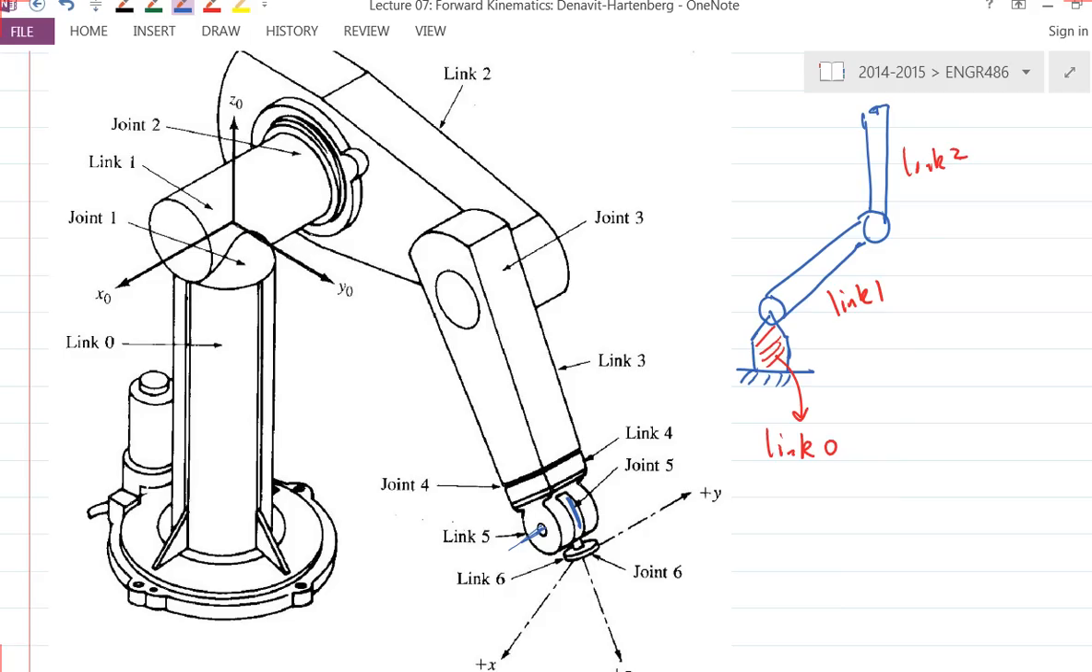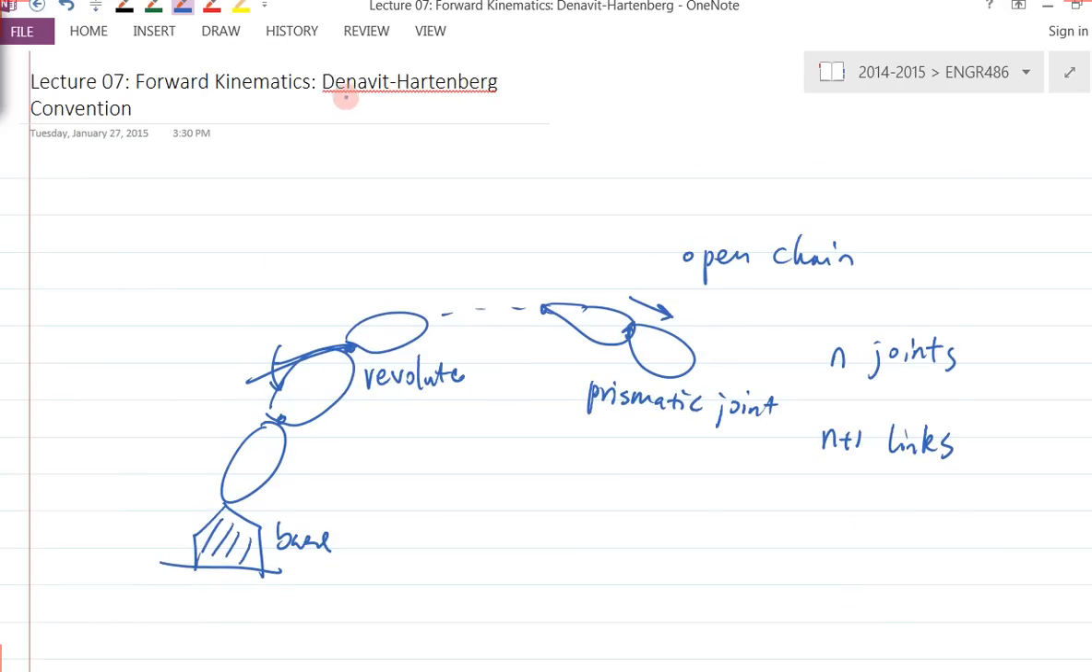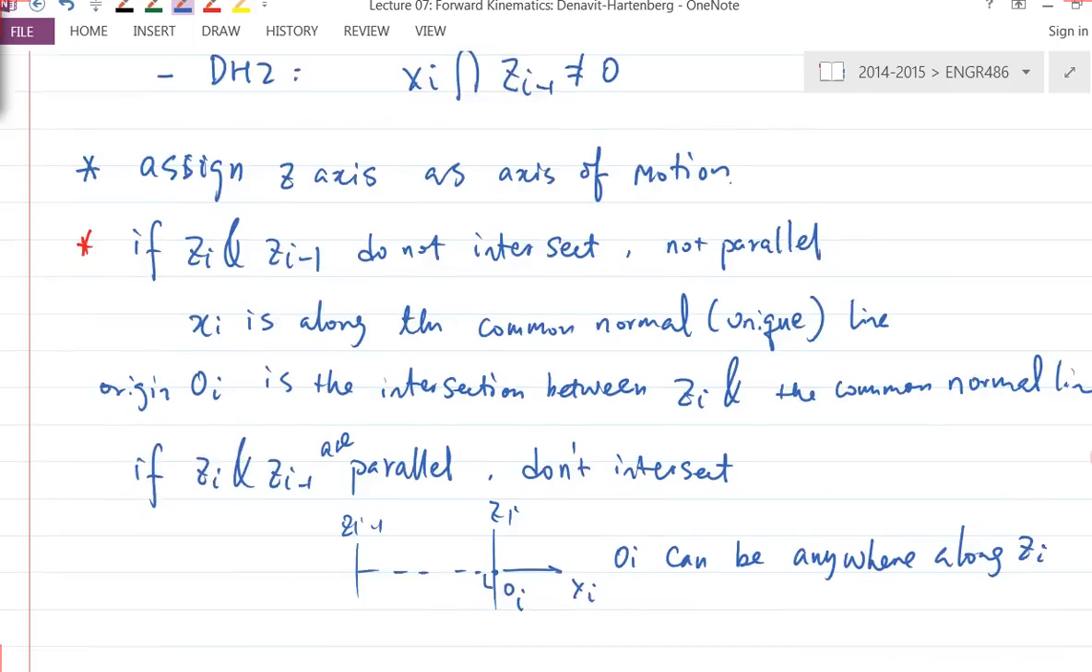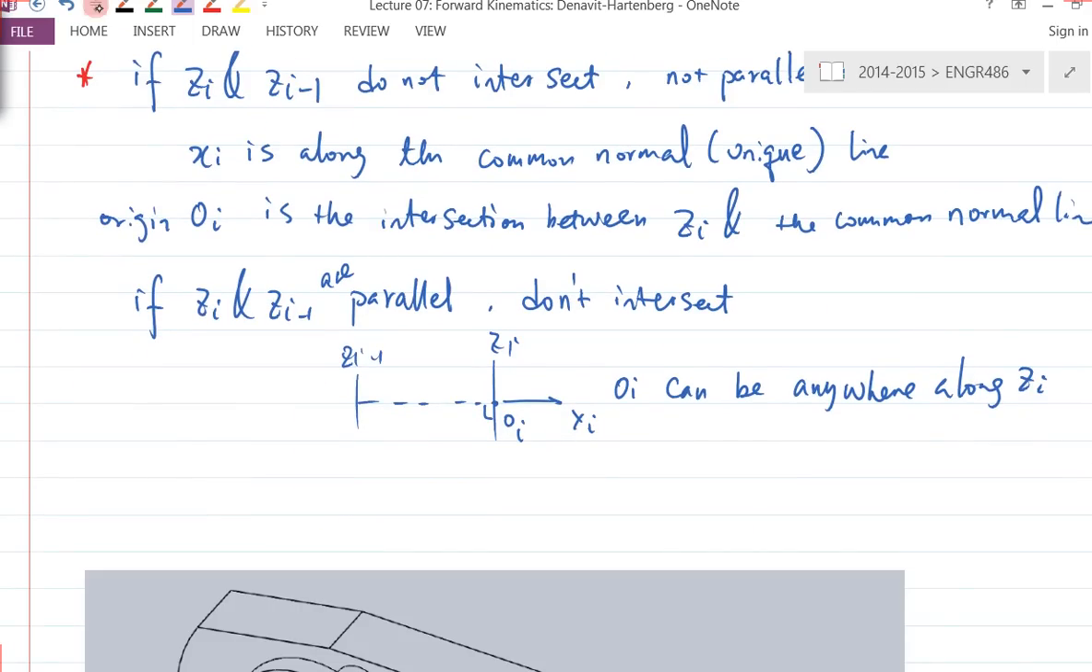Okay? Yeah. Sorry, what does DH stand for? Denavit-Hartenberg. It's two guys who proposed it in 1950, something like that. Okay, yeah. 1960. So. Oh, also, can you scroll back up a little further up?